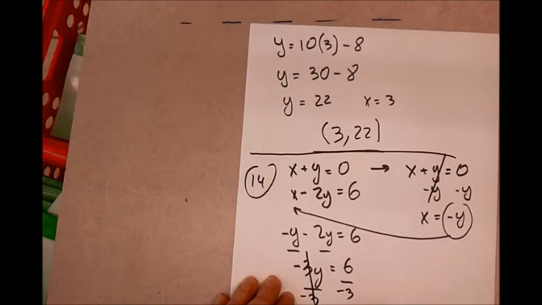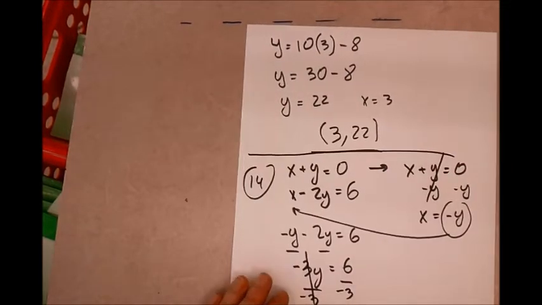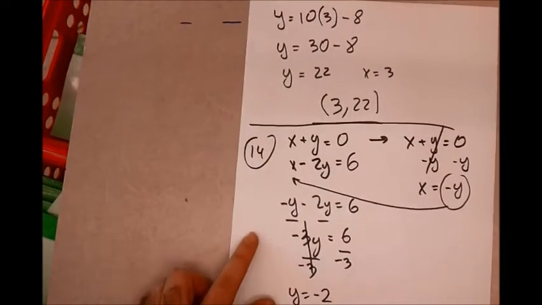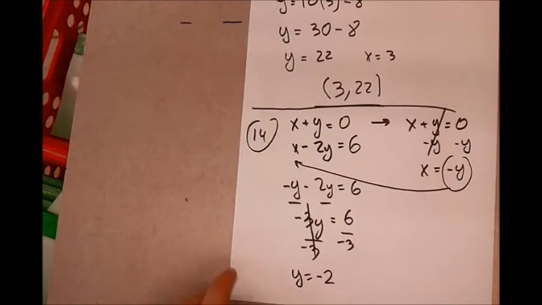It's gone on the left side. Negative 3 divided by negative 3 is a 1. And y equals 6 divided by negative 3, which is negative 2. So that is the y value. And as always, we need an ordered pair. We need both the x and the y.